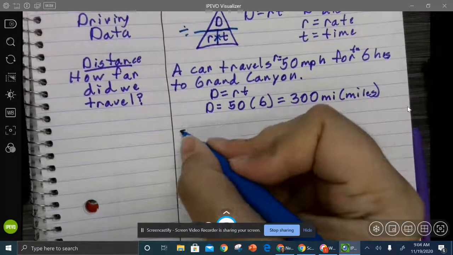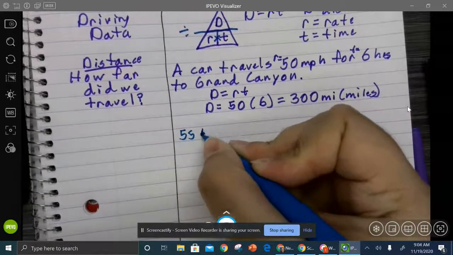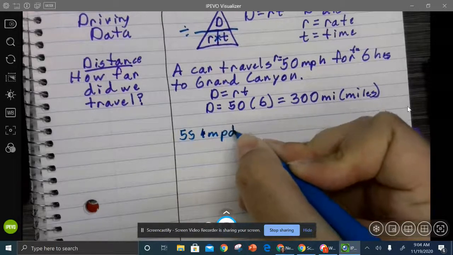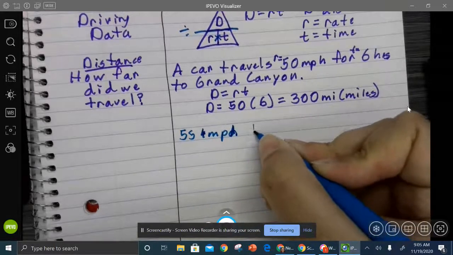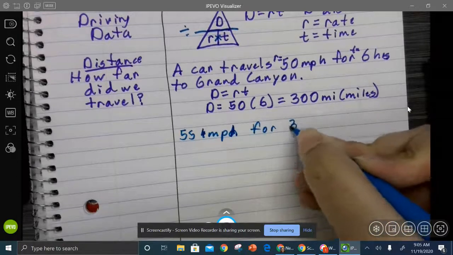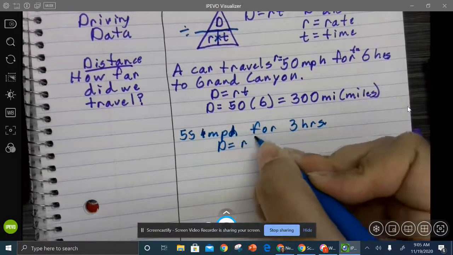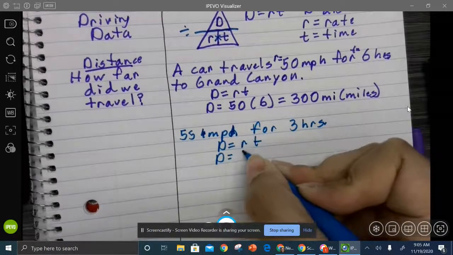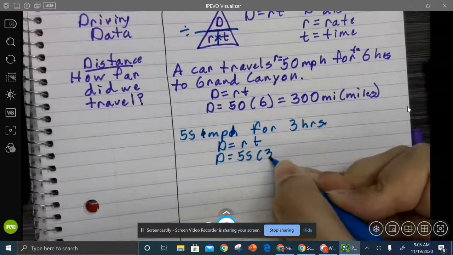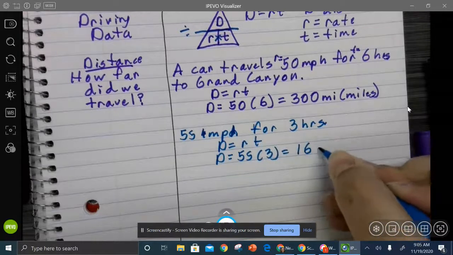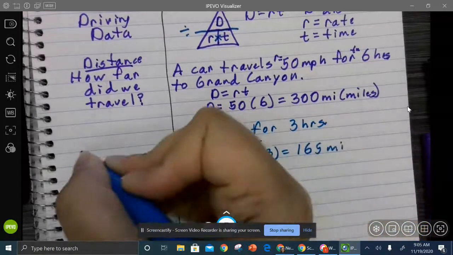What if we did another example? 55 miles per hour for 3 hours. Let's say we're driving up to Flagstaff. Distance is going to be 55 times 3, so 165 miles.